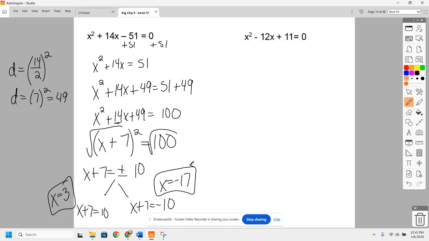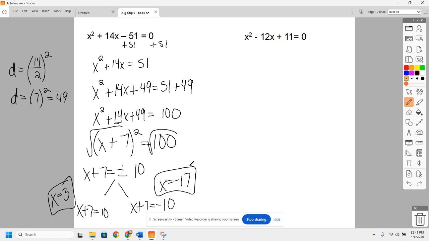Okay? Now, can you solve this problem by factoring? Absolutely. Can you solve this problem by square roots right now? No. Can you solve it by graphing? Absolutely. Can you solve it by completing the square and then doing square roots? Yes. And that's what we're learning today.